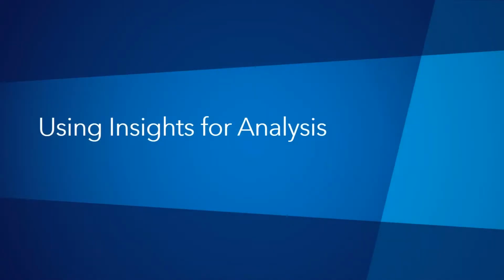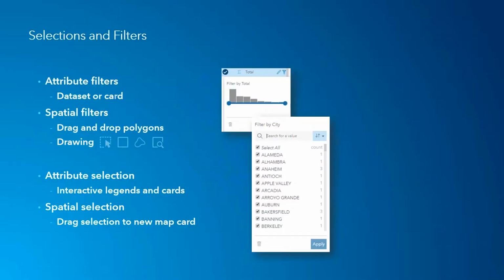Continue on. So now let's take a deeper dive into using Insights for analysis. There are a lot of different ways that we can do that. One of the key functions that an analyst might need is to apply selections and filters to their data. So we have attribute filters, spatial filters, and then similar selections. Attribute filters can be applied globally on an entire data set or card. If you just want to narrow it down to a single card, you can do that.